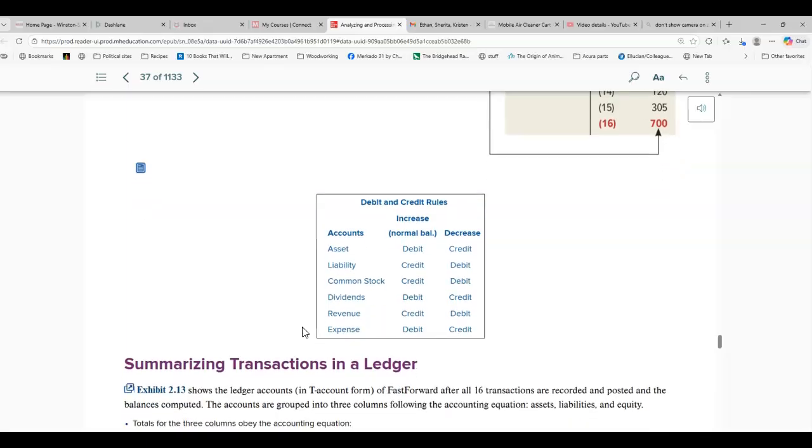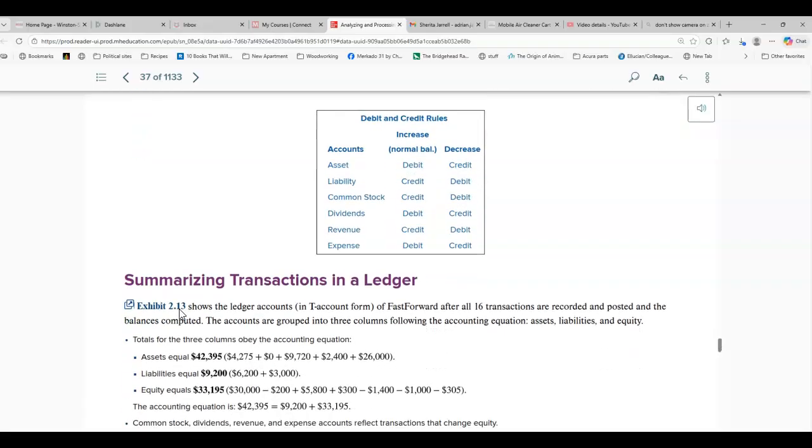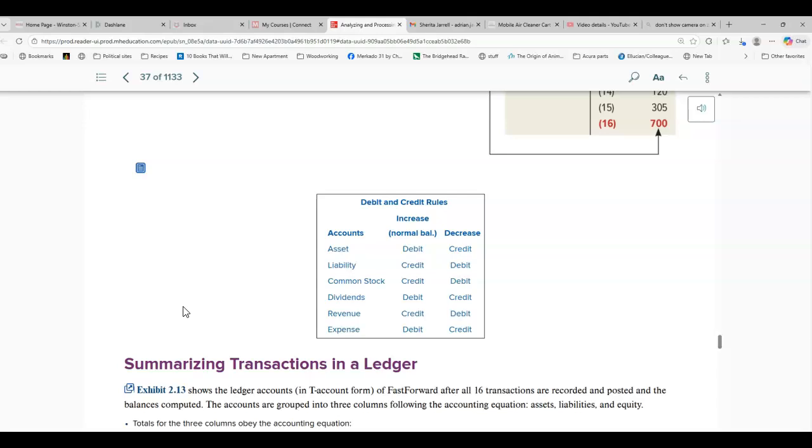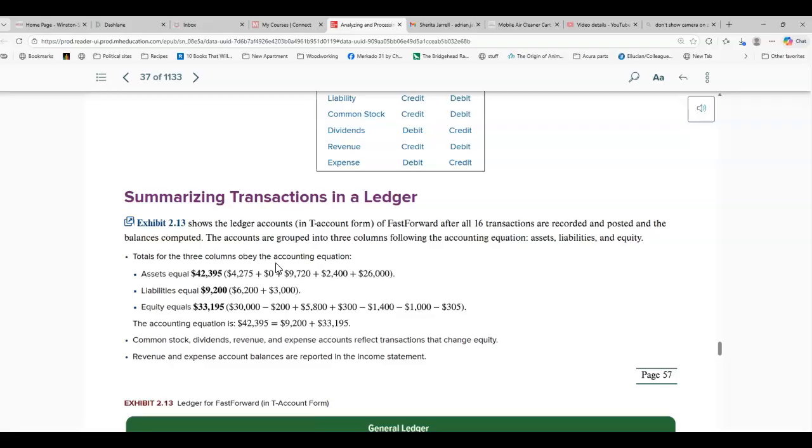Here's another little opportunity to see the normal balances and the increase. You notice that assets are increased by debits, decreased by credits, as are dividends and expenses. Liabilities, common stock, revenue are increased by credits, decreased by debits. You think of retained earnings being increased by credits, decreased by debits. However, retained earnings could flip and have a debit balance. If it did, I would probably put parentheses around it. Yep, that balance there.